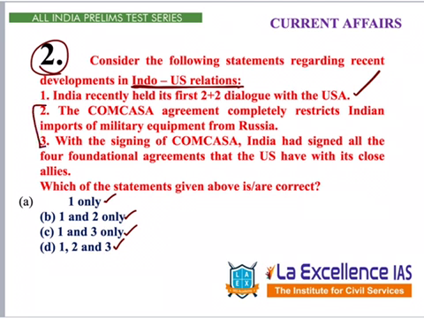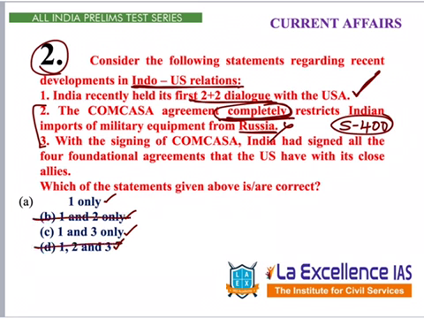India recently held its first 2+2 dialogue with the USA. This is correct. 2. COMCASA agreement completely restricts Indian imports of military equipment from Russia. Here, "completely" is the keyword. You might know that we signed the S-400 missile defense system deal with Russia after this 2+2 dialogue. So this is incorrect. If 2 is incorrect, let's remove this and this. We have 1 only and 1, 3 only.